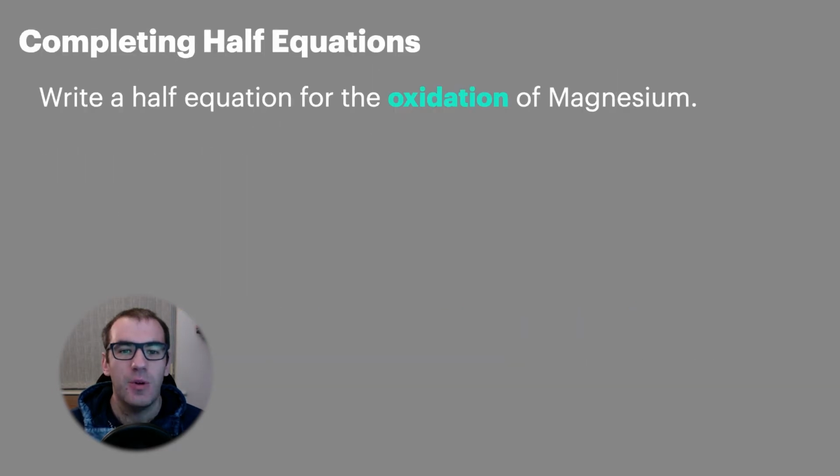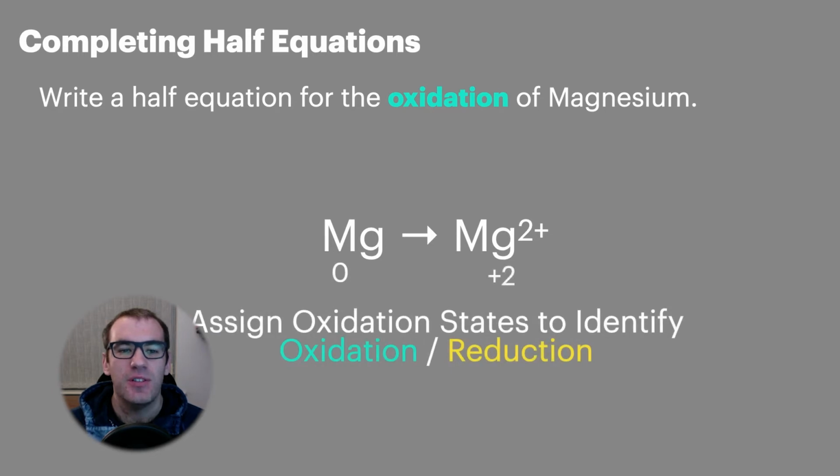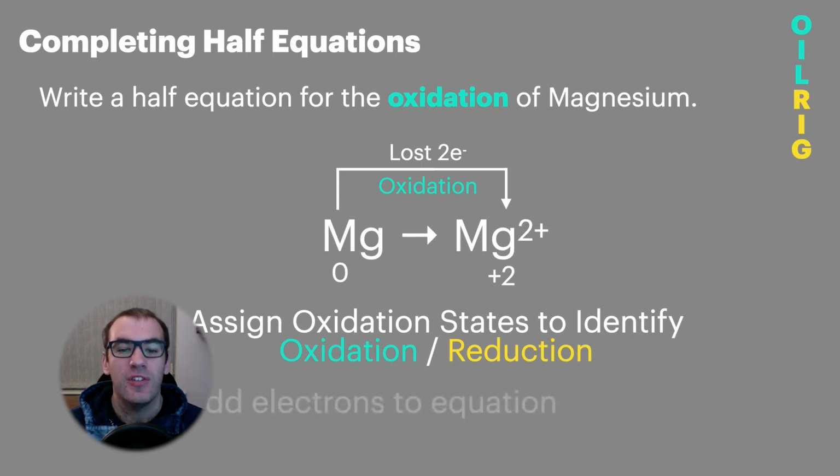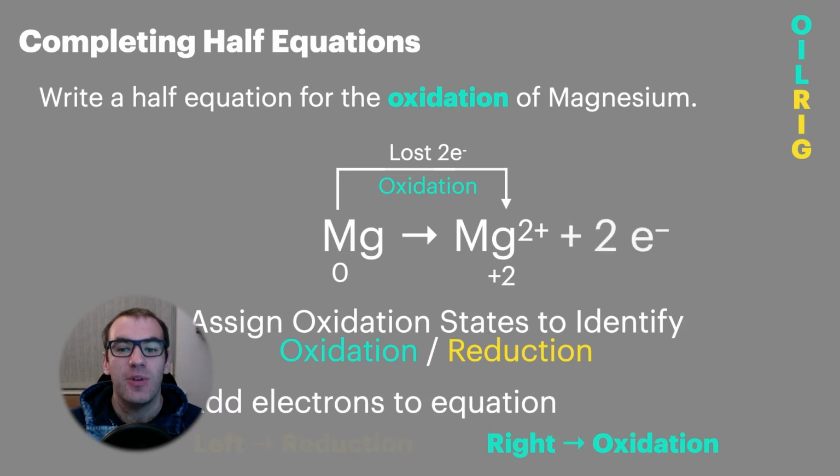In our first example, we're going to look at constructing the half equation for the oxidation of magnesium. Magnesium will go from the Mg atom to Mg2+ ion. We'll start by assigning the oxidation states to the species present, so 0 for magnesium atom and +2 for the magnesium ion. We can then see that magnesium has lost 2 electrons, remembering OIL RIG, and this process is oxidation. We're then going to add our 2 electrons, placing 2 on the right-hand side as this process is oxidation.